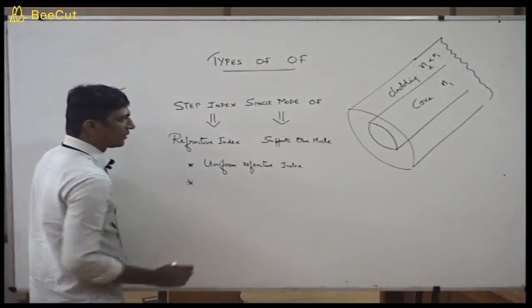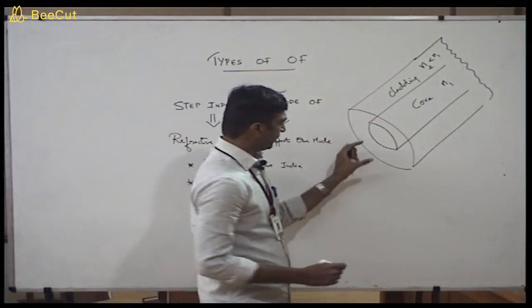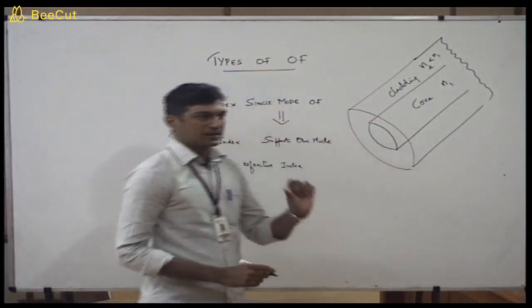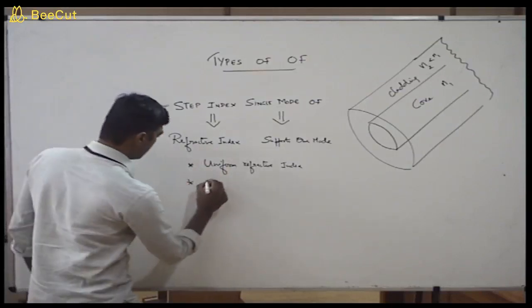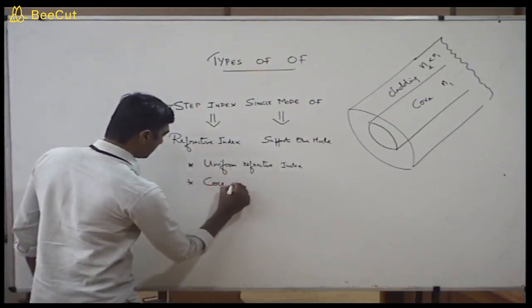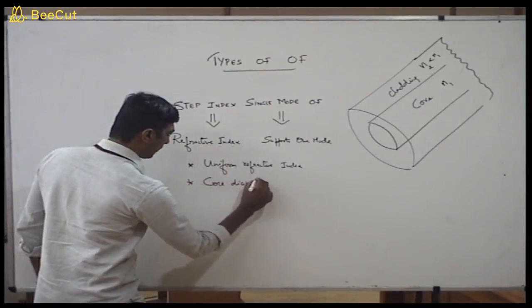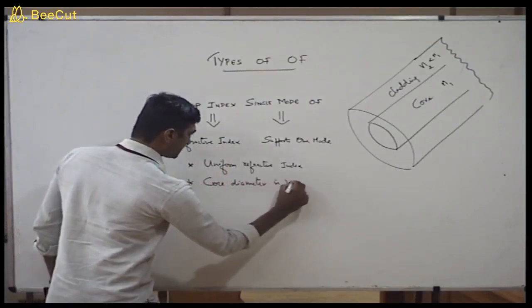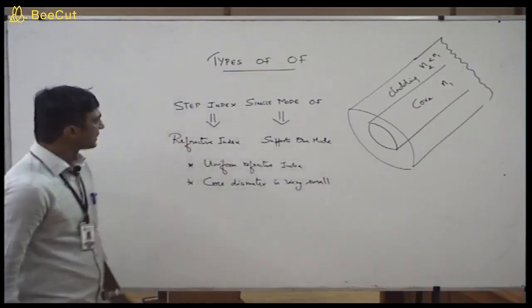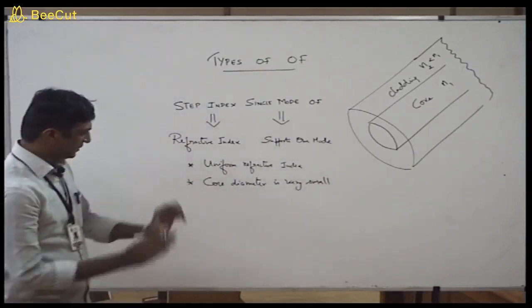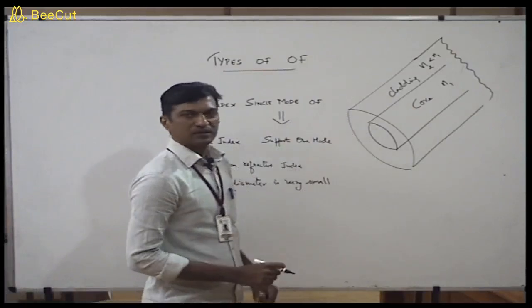Now, when you come to the dimension of this fiber, the core has a very small diameter. The core diameter is very small. So this is the next feature of the step index single mode optical fiber, a very small core diameter.